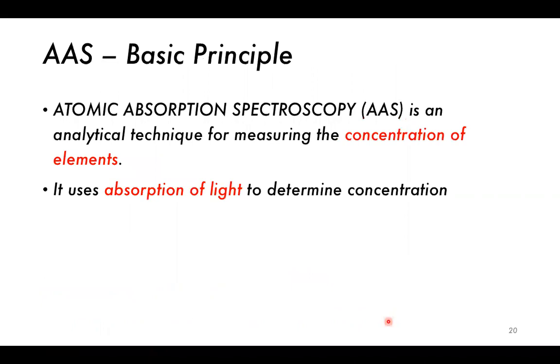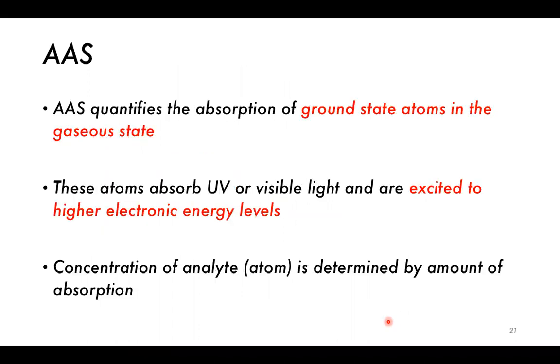So the basic principle of AAS, atomic absorption spectroscopy, is an analytical technique for measuring the concentration of elements, and it uses the absorption of light to determine concentration. So it's not really affected by flame temperature, which is why using flame temperature for AAS is still fine. You've got very minimal changes in ground state population based on temperature, or based on small fluctuation of temperature around 100, 200 degrees. It's not a big deal.